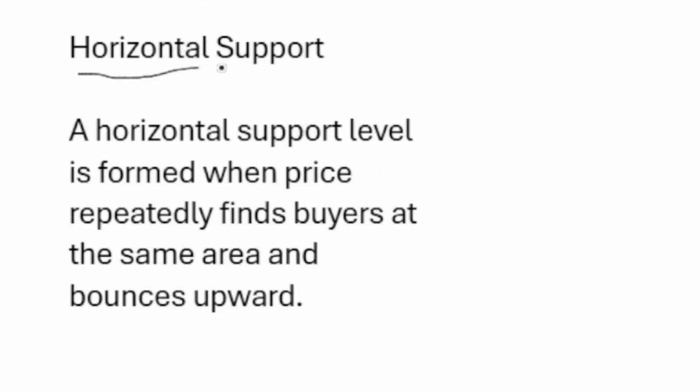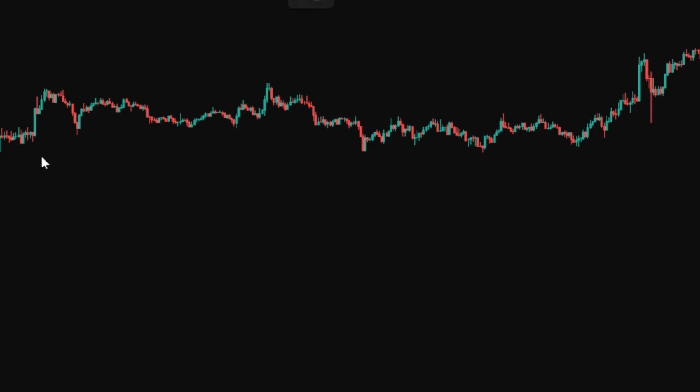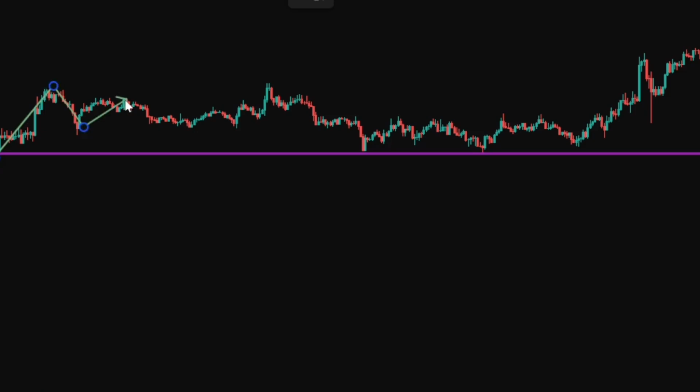Let's start with horizontal support. A horizontal support level is formed when price repeatedly finds buyers at the same area and bounces upwards like this. Okay, we have a price chart like this. If we take our line tool and draw it from this to that, you can see that we have drawn a horizontal line and it acts as a horizontal support. Price went up, came down here, then went up, came down, then continued going up. That's a horizontal support level.